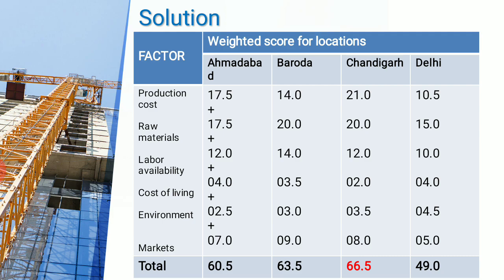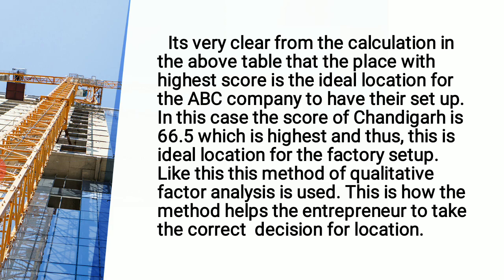And that is how, with the use of this qualitative method, when economic factors are not enough, we can use these qualitative factors with the help of this weighted average method, or we can say a factor analysis method. One can arrive at the perfect selection of the site. So those are the methods that we have seen in this particular session. Two methods we have seen in quite some detail, that is BEA on one hand and factor analysis on the other hand. It is very clear from the calculation in the above table that the place with the highest score is the ideal location for ABC company to have their own setup. In this case, the score of Chandigarh is 66.5, which is the highest, and thus this is the ideal location for this factory setup. Like this, the method of qualitative factor analysis can be used, and this is how the method helps the entrepreneur take the correct decision.